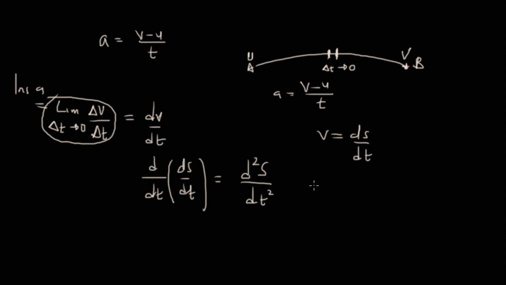So given a particular displacement, we differentiate twice in order to get the acceleration, but given velocity, we differentiate once in order to arrive at the instantaneous acceleration. So it implies that acceleration is the second derivative of displacement, or the first derivative of the velocity.